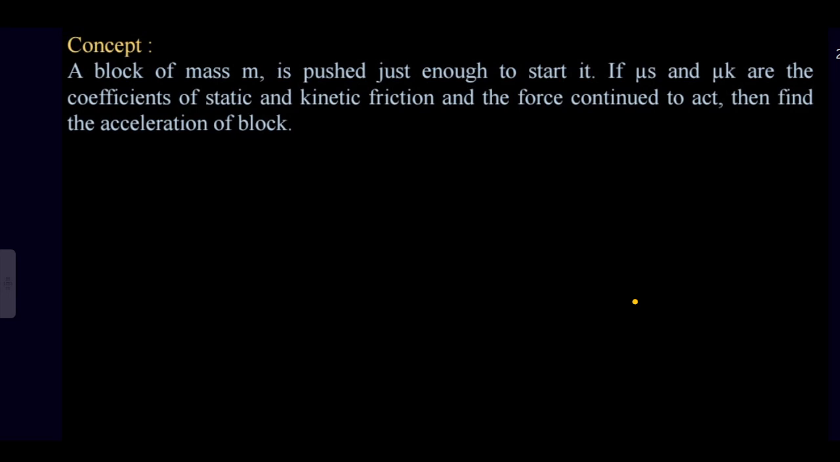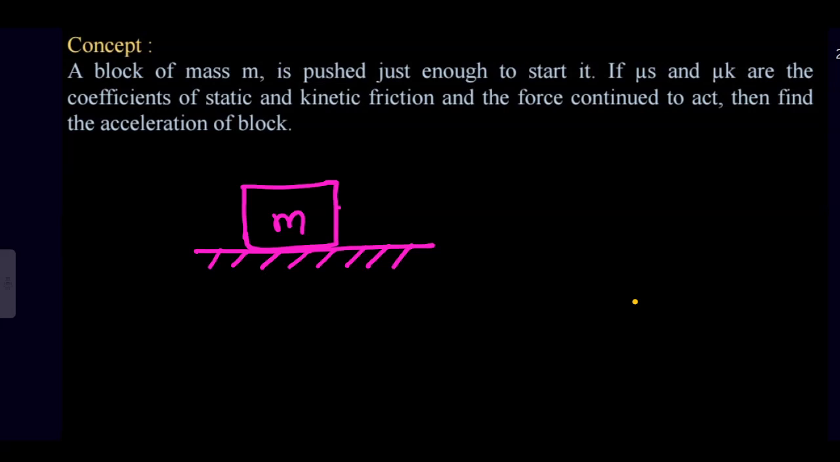So indirectly they have given a block of mass m. To start the motion, how much force do we need to apply? You tell me now. We need to apply the limiting friction force. How much is that force? That is mu s into N. This much force they applied, and then only the body starts the motion.